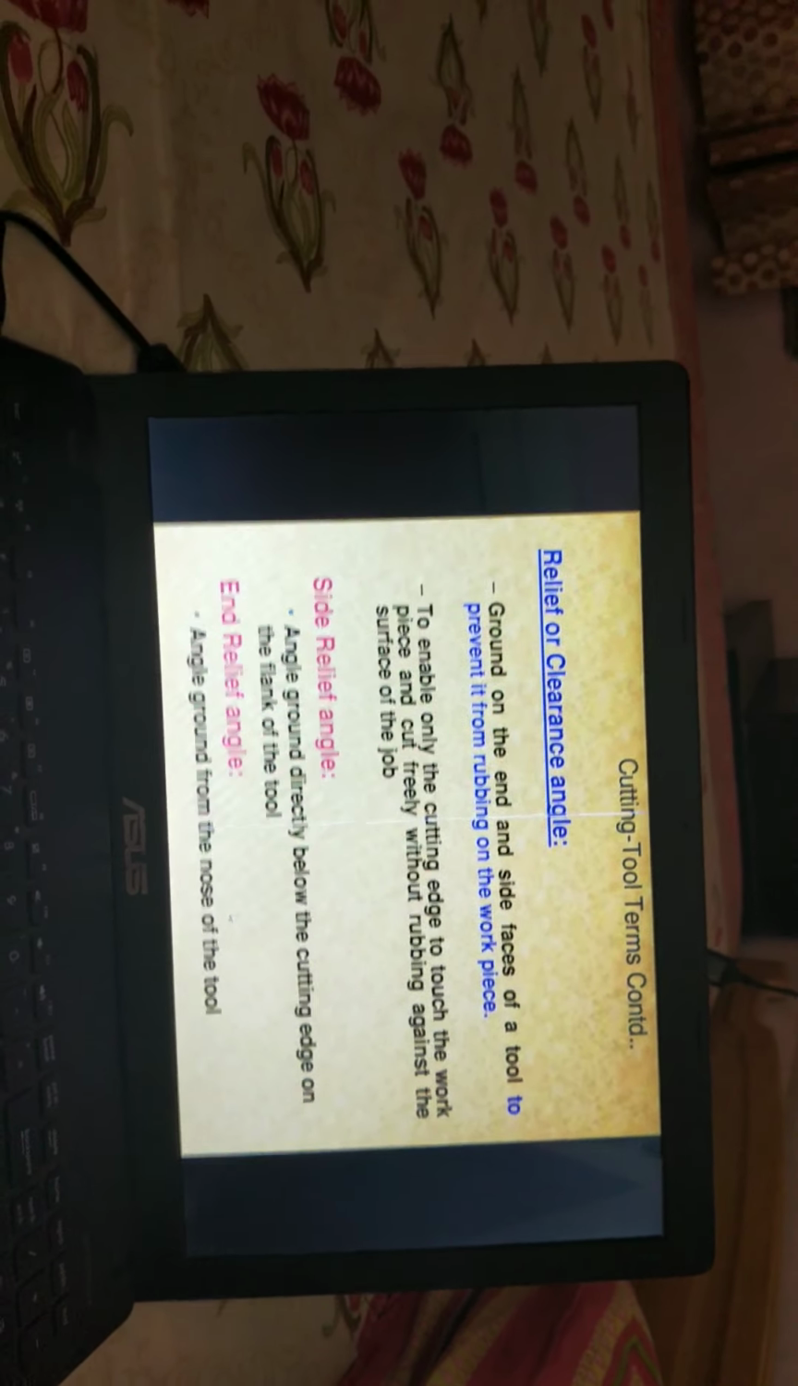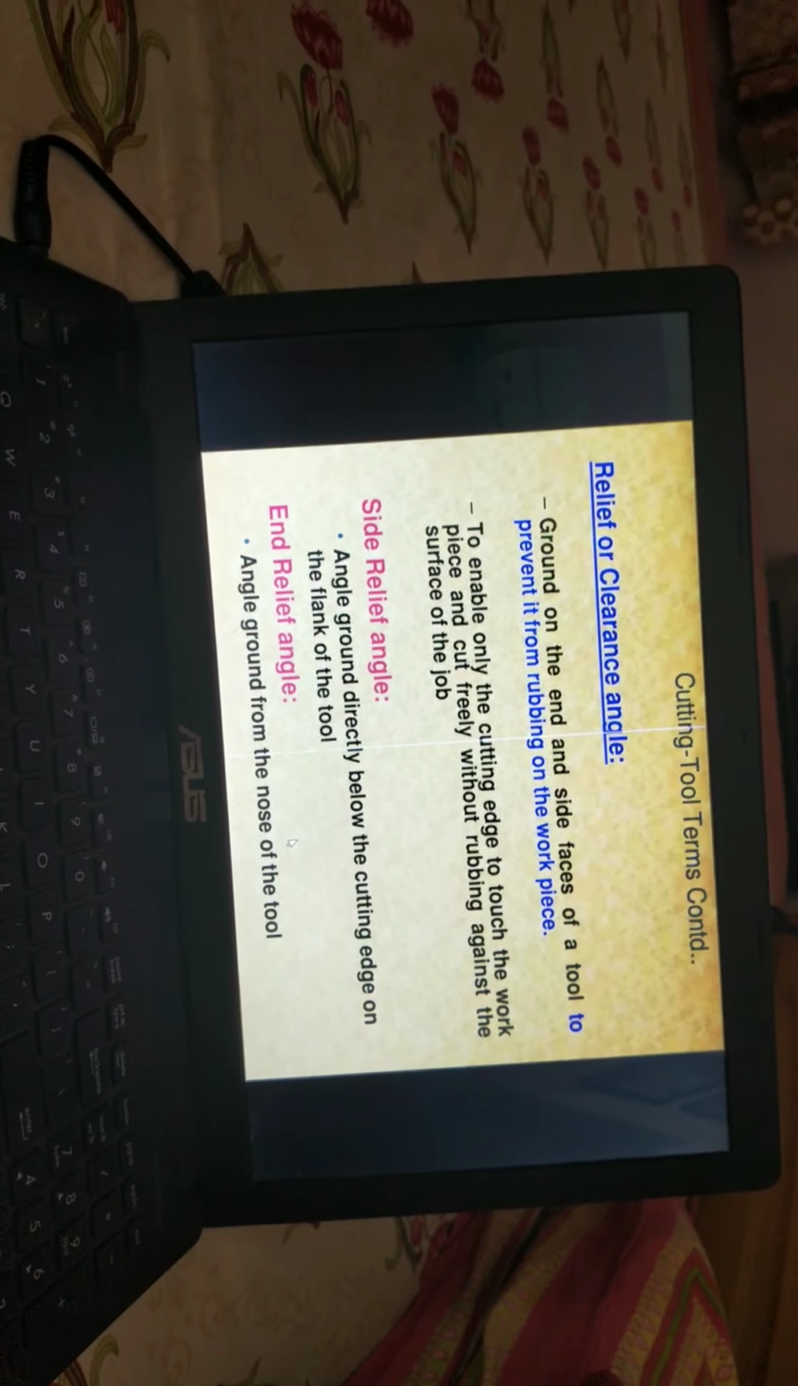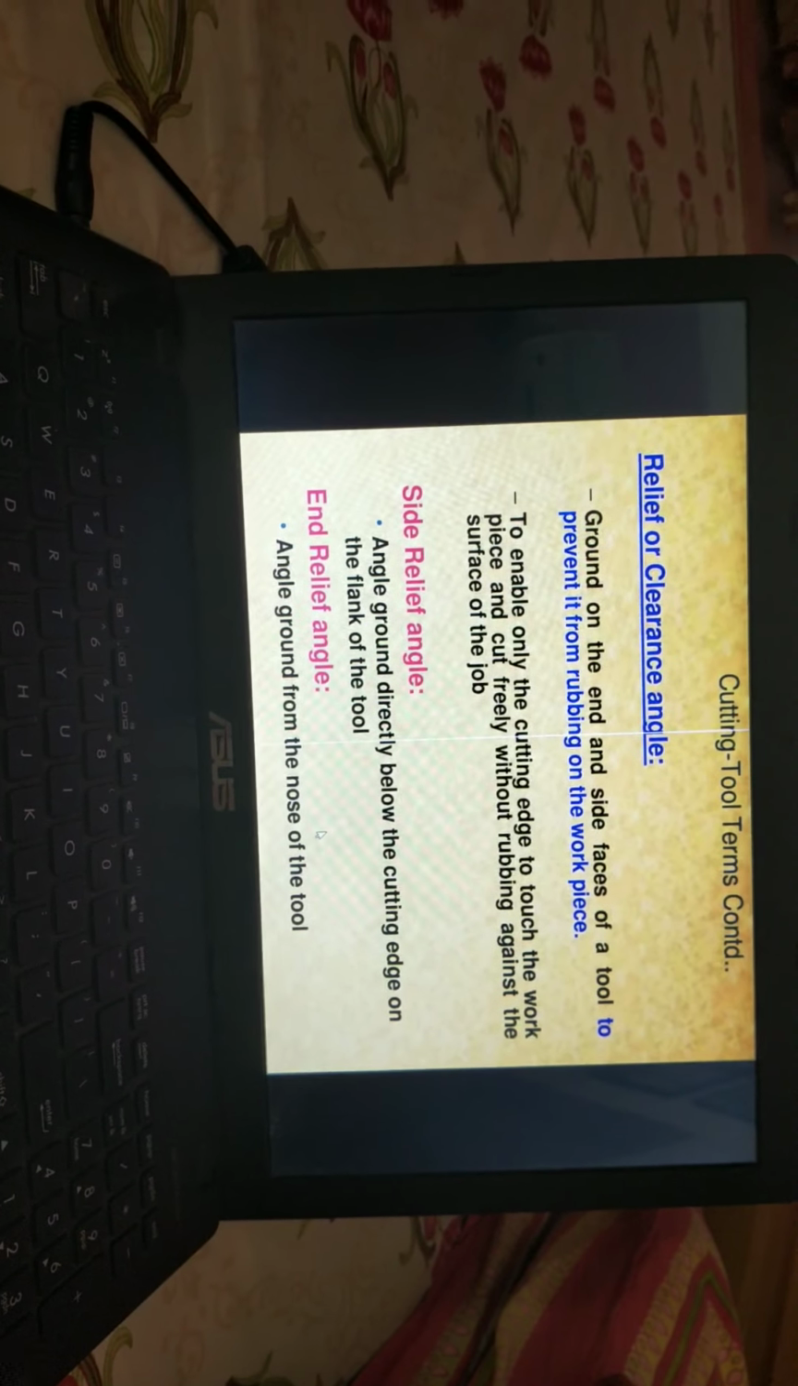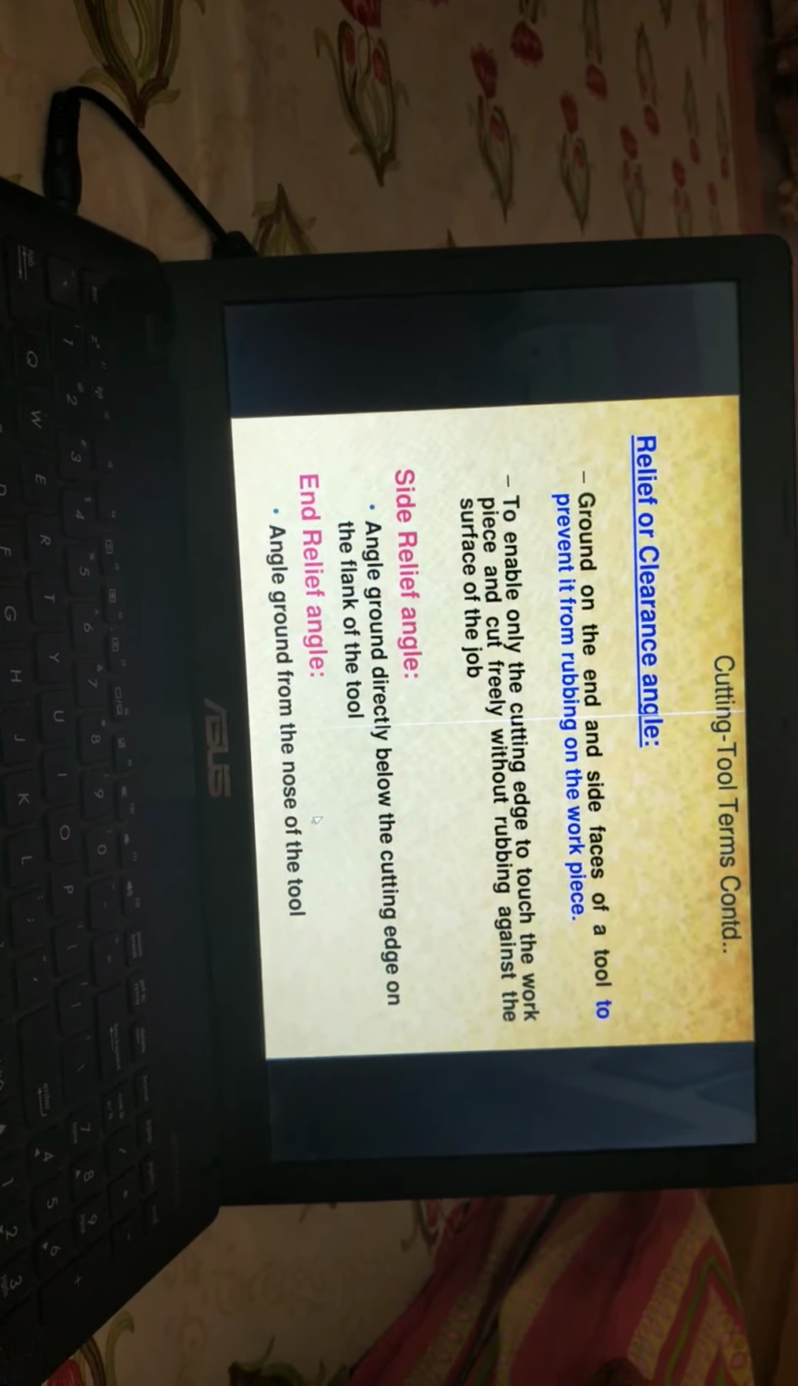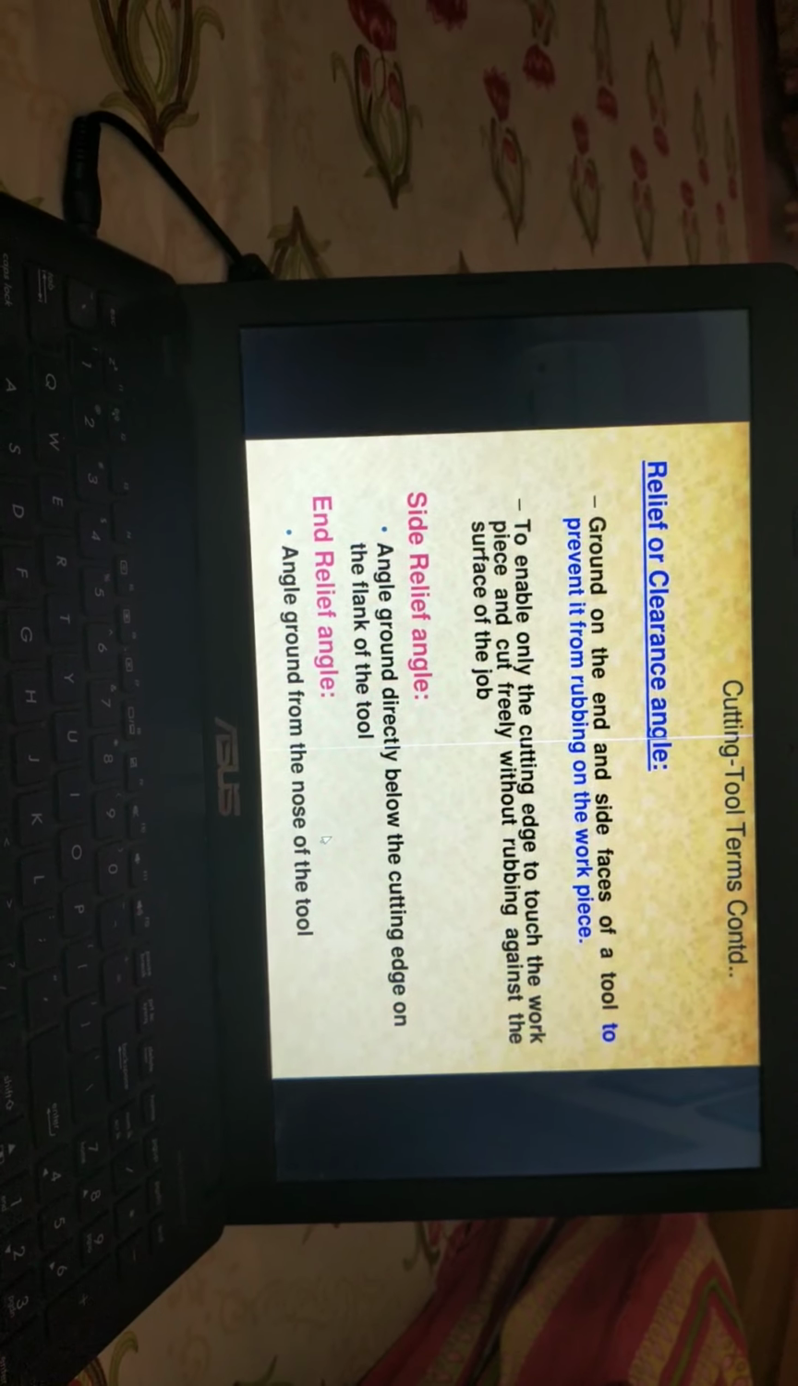So that can reduce the metal removal rate. So it should be in such a way that only the cutting edge touches the workpiece. That care we have to take, and for that purpose this relief angle or clearance angle is there. There are two types of relief angle.